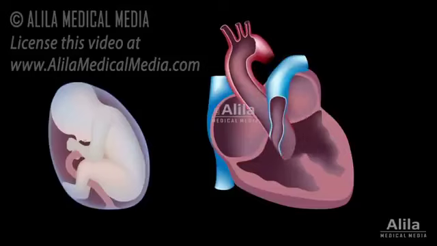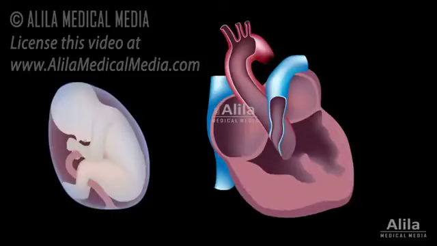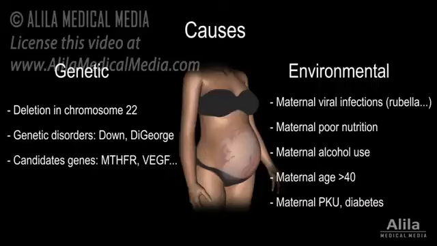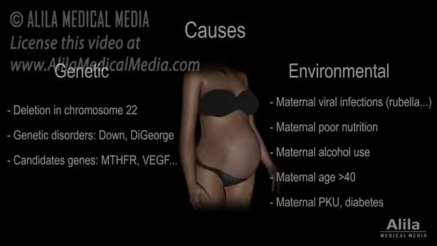Finally, because the output to the lungs is obstructed, the right ventricle develops thicker muscle to push harder, resulting in right ventricular hypertrophy. The cause of TOF remains largely unknown, but several genetic disorders and prenatal factors are thought to be associated with increased risks of this condition.